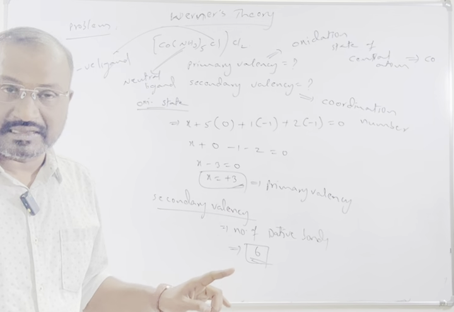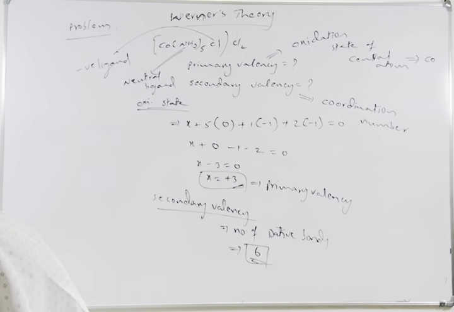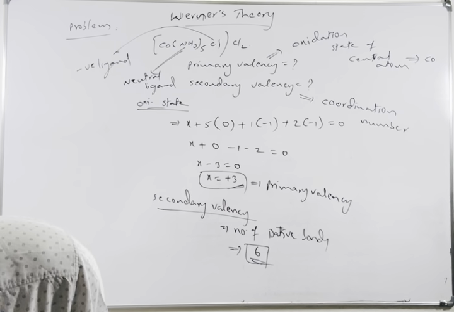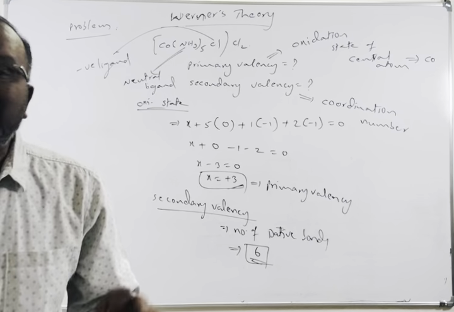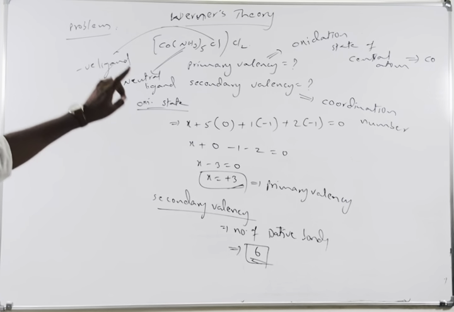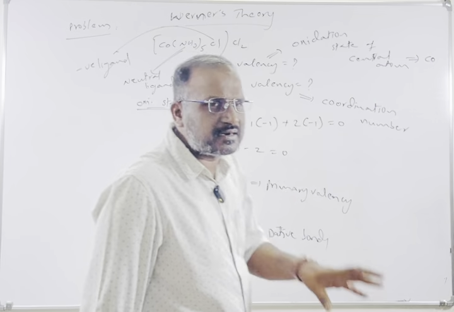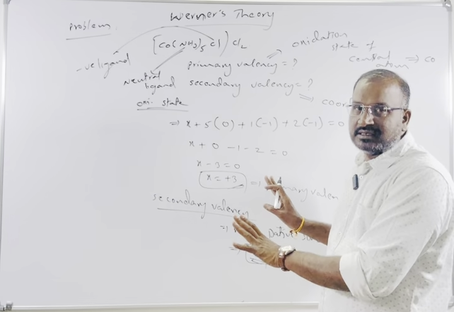The primary valency is 3, secondary valency is 6. Like that you have to see. Primary valency is 3, secondary valency is 6, so that is the correct answer. This is one question. How to identify? Once again, I'm saying this is not the only example. You can take any example. The procedure is only like this.